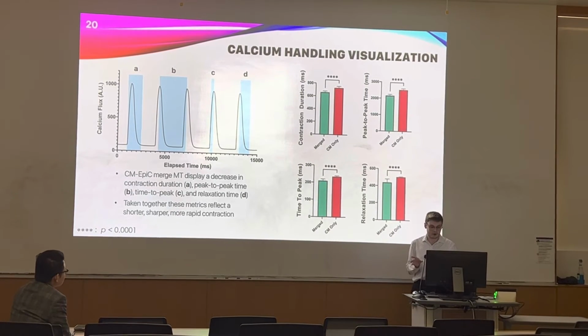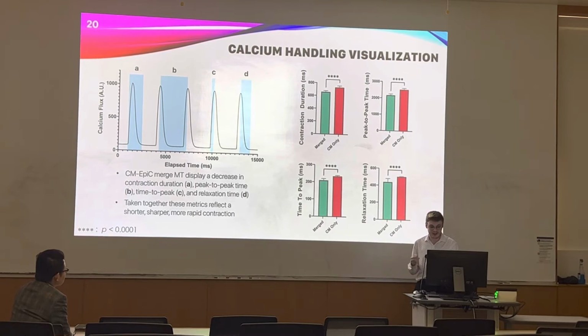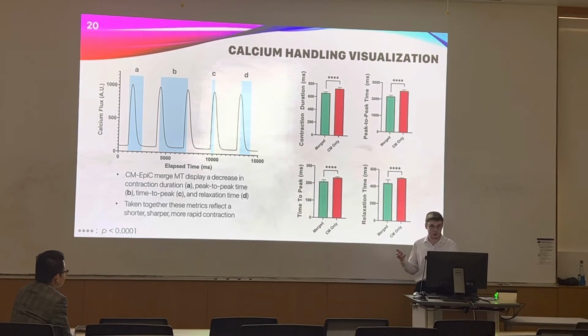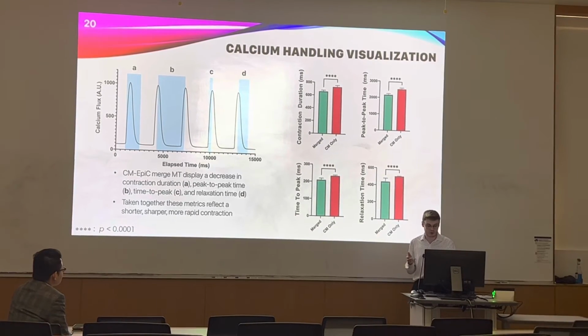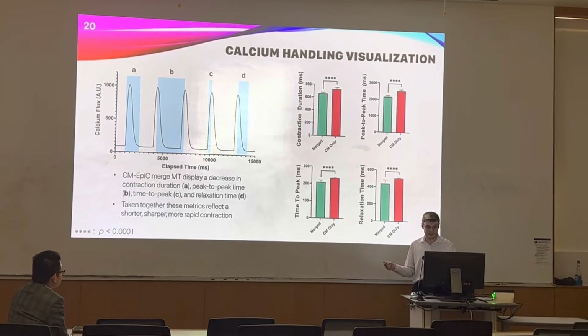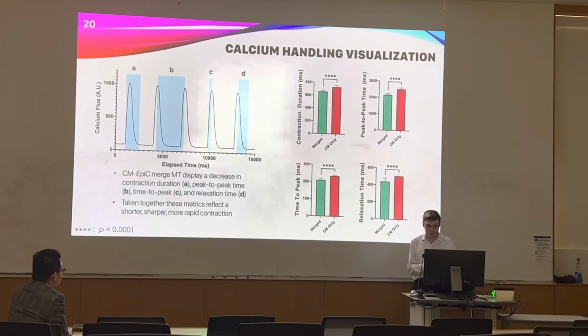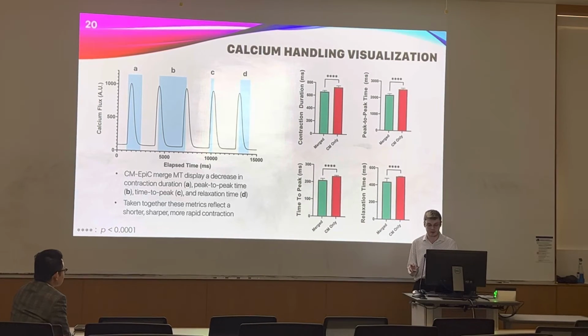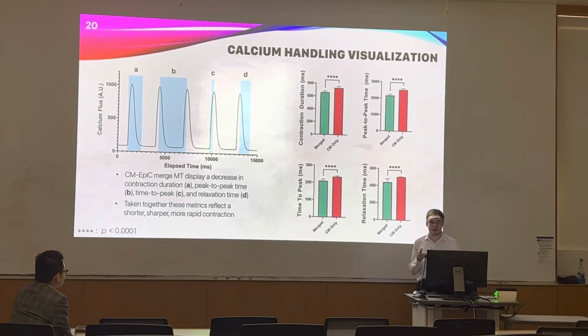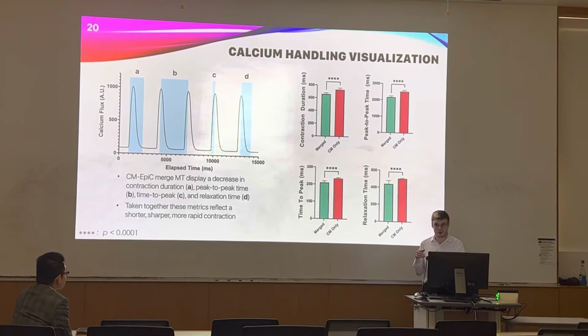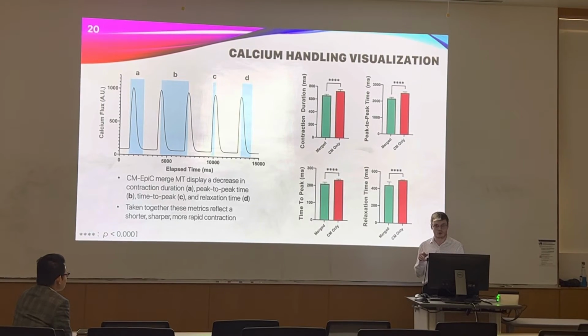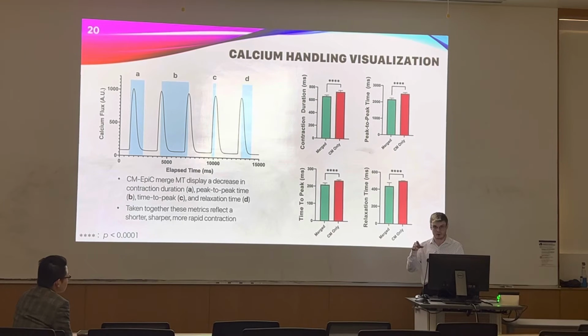We found that for all of these metrics, the merged microtissues show a decrease compared to microtissues made from only cardiomyocytes. This reflects a contraction that's shorter, sharper, and more rapid. We interpret this result as suggesting that the presence of EPICs as a supporting population has a positive impact on the contraction mechanics of the cardiomyocytes. I will note that that's not a particularly surprising result, since there's already extensive research that shows that cardiac fibroblasts have a similar beneficial impact.